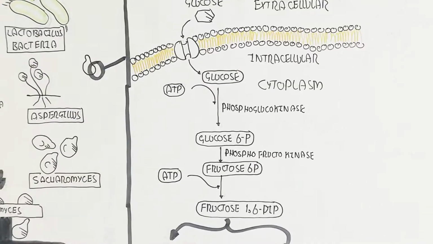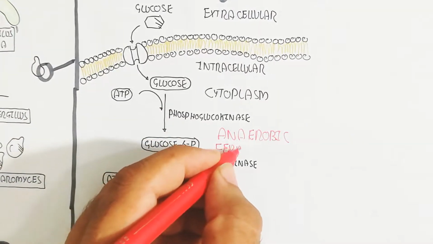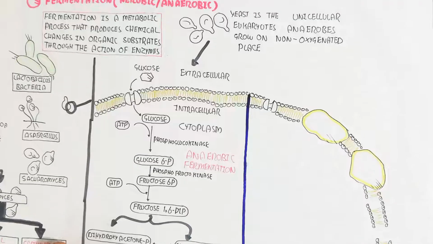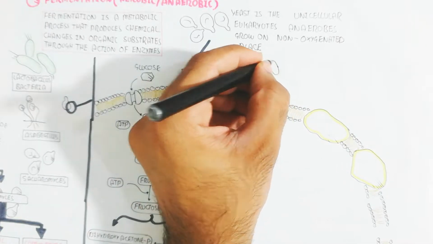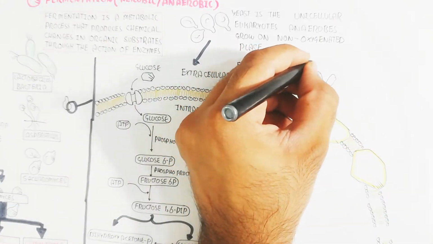So this is the function, and this is the anaerobic fermentation. But let's begin to understand the aerobic fermentation. So aerobic fermentation means the glucose or ethanol is used within the aerobic condition.